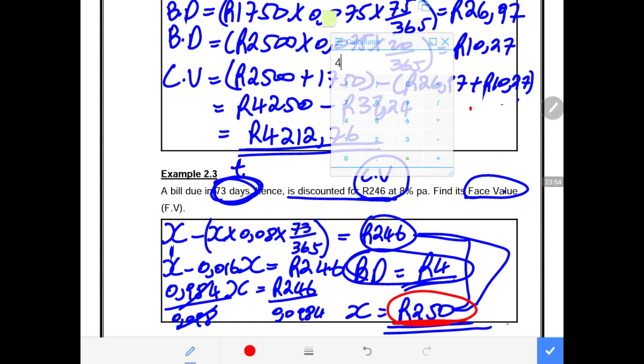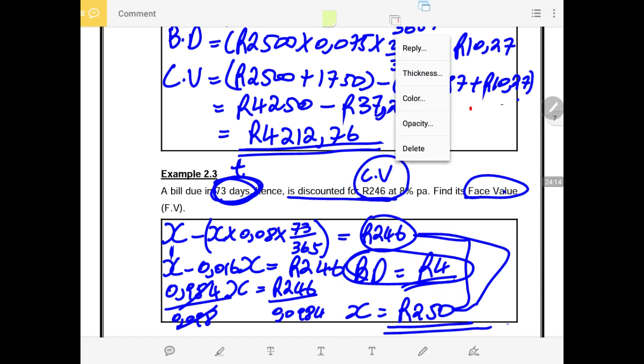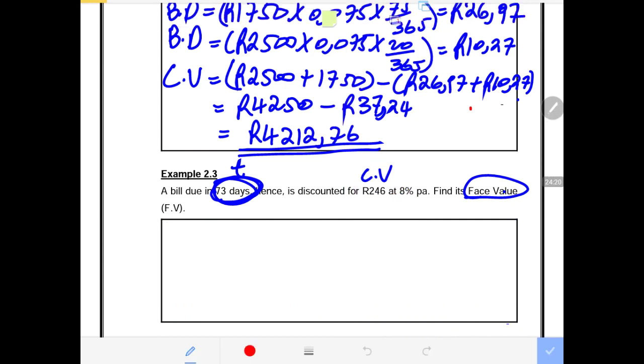Now with that, guys, thank you very much. It's very important to master your formulas once again. I've been saying this previously and repeating it. You need to know how to get to where you are. In this case, we had 246, and we needed to know how to get to that 246. For that, you need to know what 246 is. If you know that 246 is the cash value, then you say it is the face value minus the banker's discount.